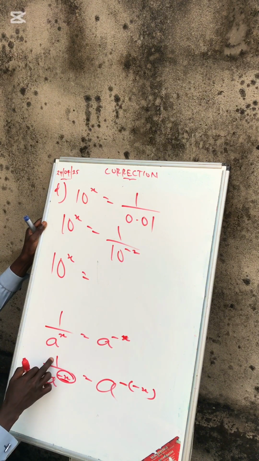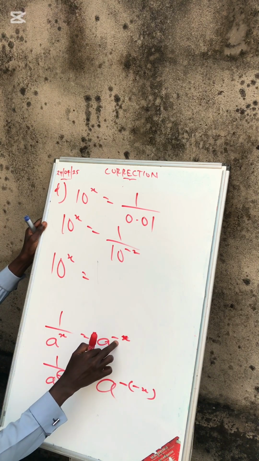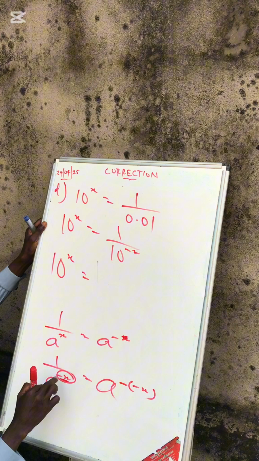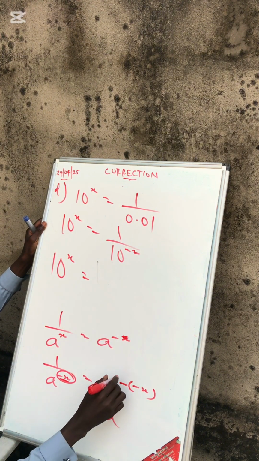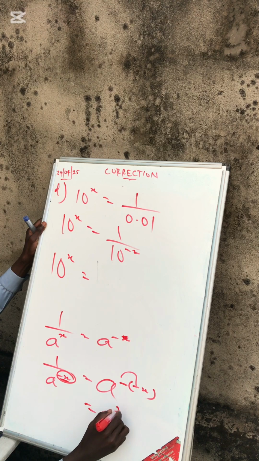So when you want to write this fraction in index form, or clear the fraction, you must put the minus that should normally be there, and the minus that's already here. Do you understand? So that will now make it what? A raised to the power minus and minus, which is plus. A raised to the power plus x.